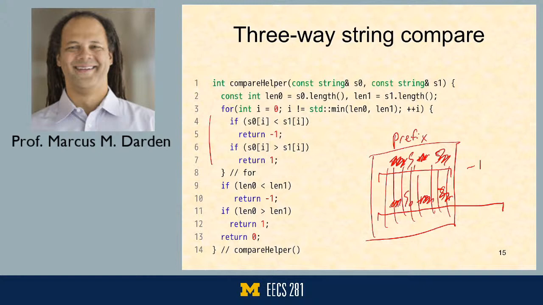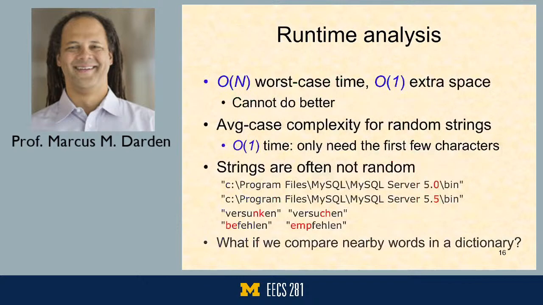So you can say that the big O of this function is big O of min of m and n. Whichever string is shorter, that's how many characters we're going to be looking at. Worst case time, it's big O of n. Can't do any better than that. Like I mentioned earlier, there's no magic way to compare these things. Even if you're not the one writing the loop that goes character by character, if you're doing a string compare, that loop is being written. It has to be done somewhere.